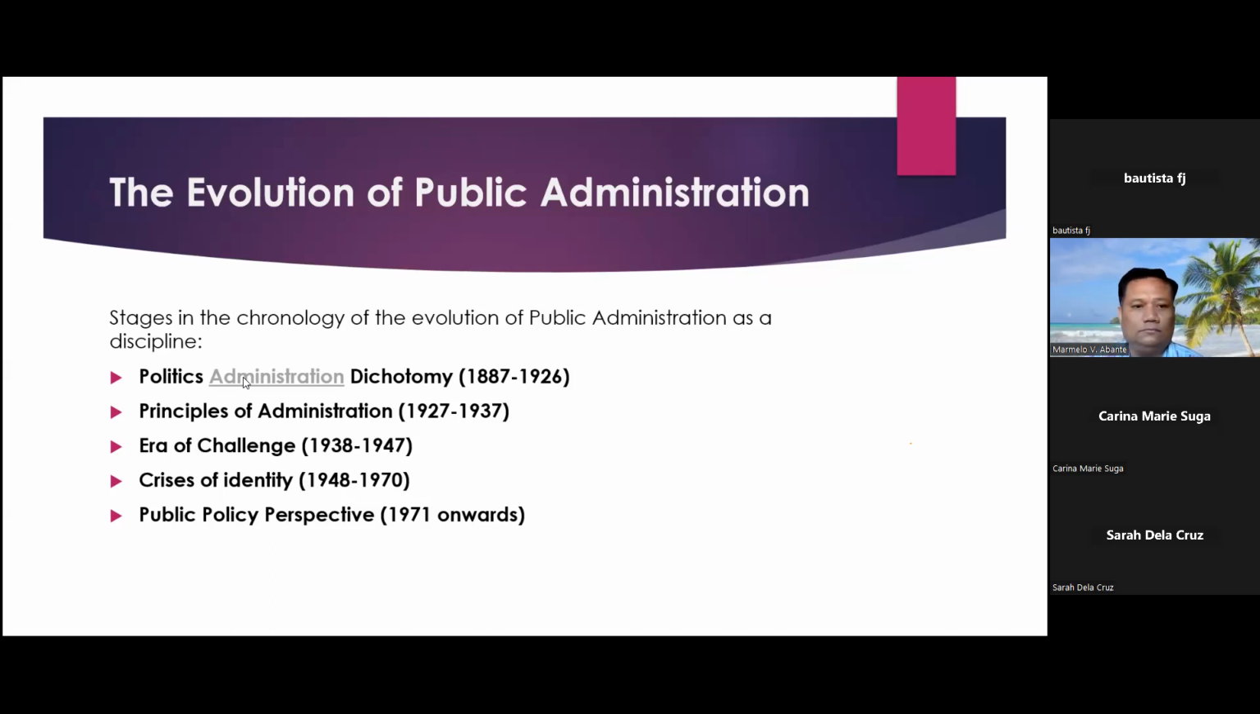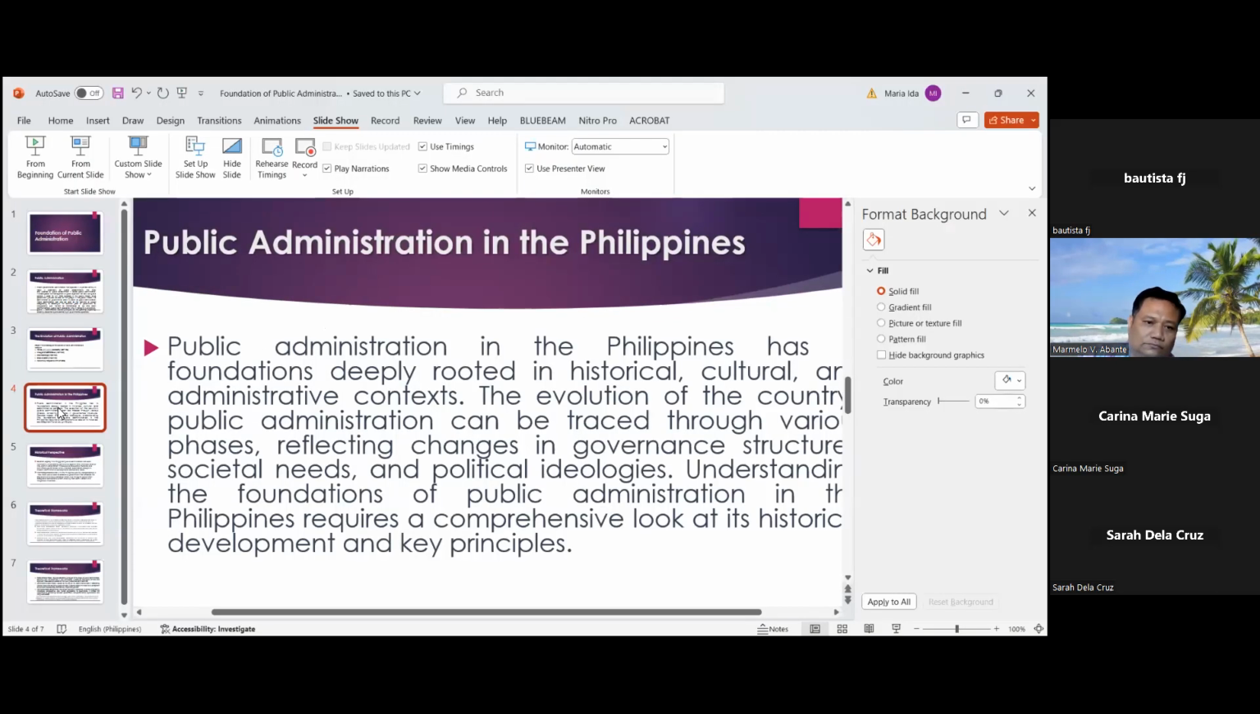F.W. Riggs, Donald Stone, and John Montgomery, Edward Widner, Frederick C. Mosher, and others have conducted significant research on development administration. Tapos na po tayo dun sa evolution. We will go to the public administration in the Philippines.